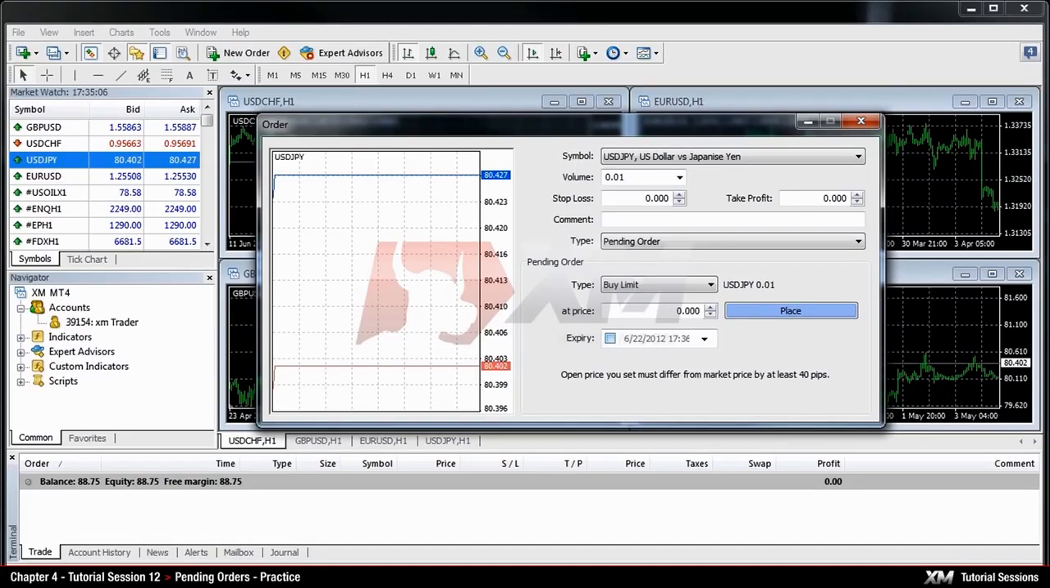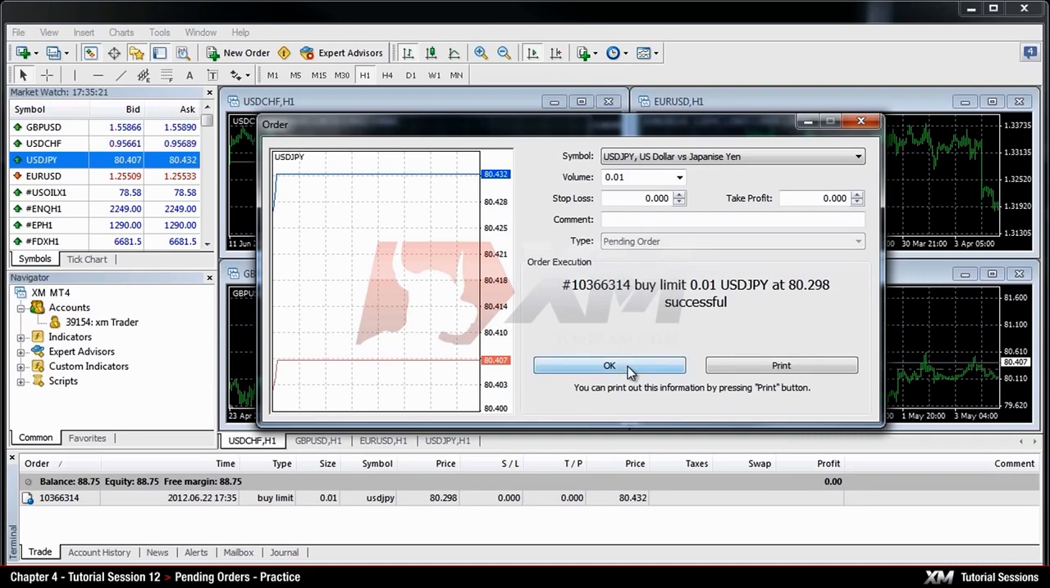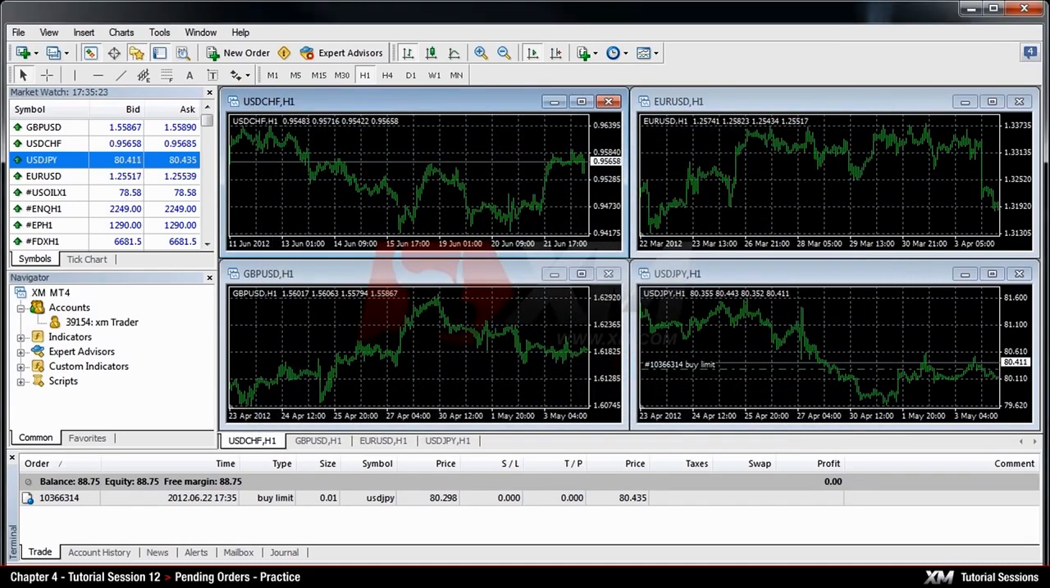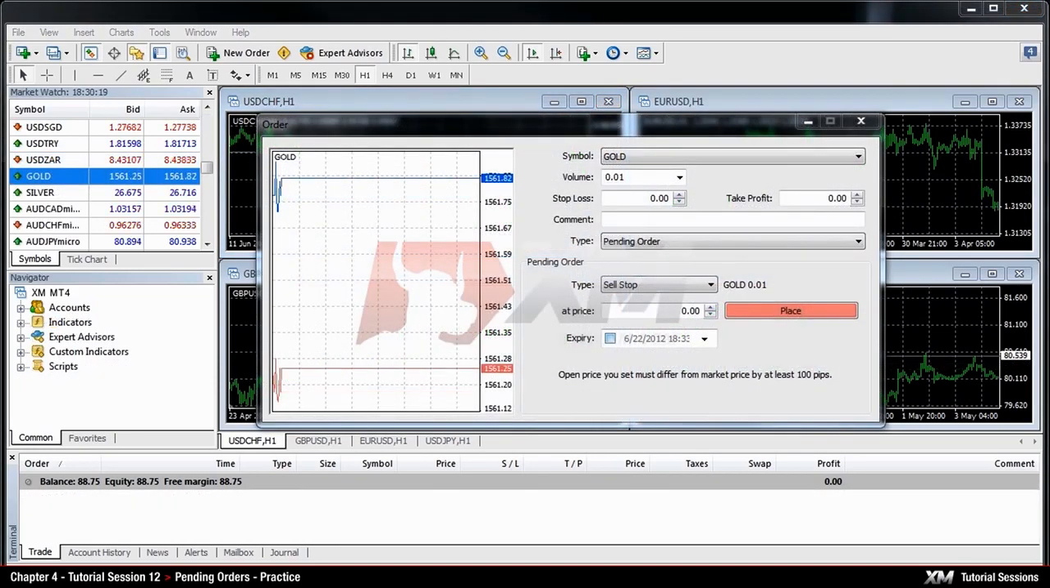For Buy Limit orders, you need to set the price lower than the ask price now. In our example, the future ask price for the US dollar-Japanese yen pair must be set at least 4 pips lower than the ask price now. We will set the price around 10 pips over the current ask price. To make a profit on this type of order, the closing bid price should be higher than the future opening ask price. The fourth pending order type is Sell Stop.